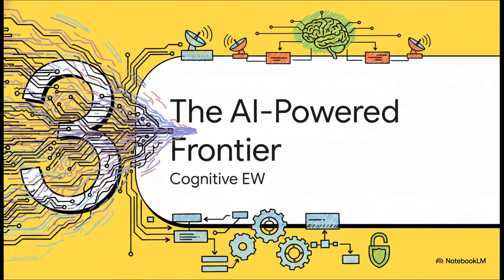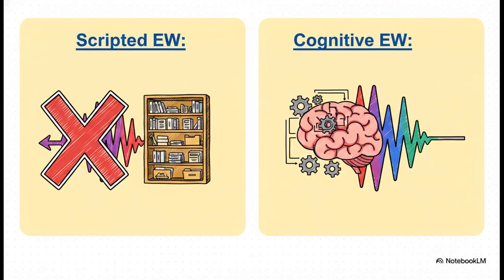But here's the thing. All of that is about to seem ancient. The next great leap in this field isn't about better hardware. It's about smarter software. We are now entering the era of cognitive electronic warfare, where artificial intelligence is starting to call the shots. See, the old way of doing things was all scripted. A system had a library of known enemy signals. If it detected threat A, it ran countermeasure A. Simple. The problem? If the enemy used a brand new signal that wasn't in your library, your system was completely useless.